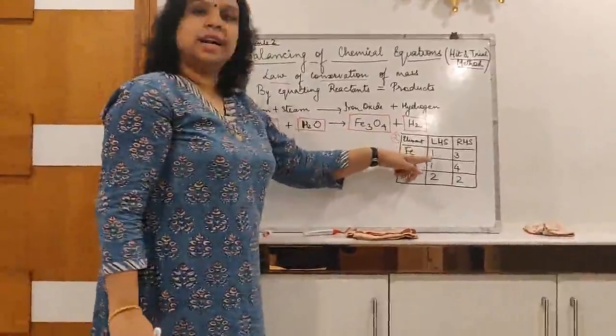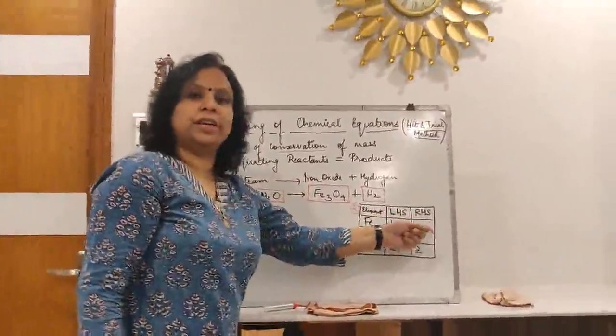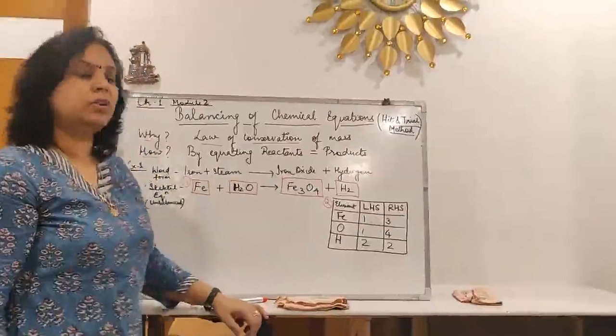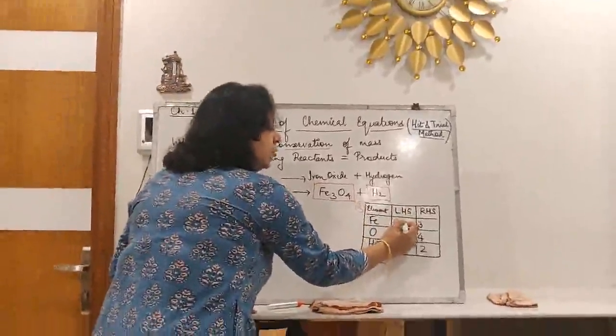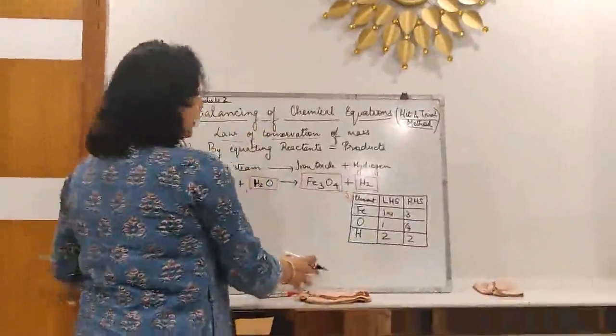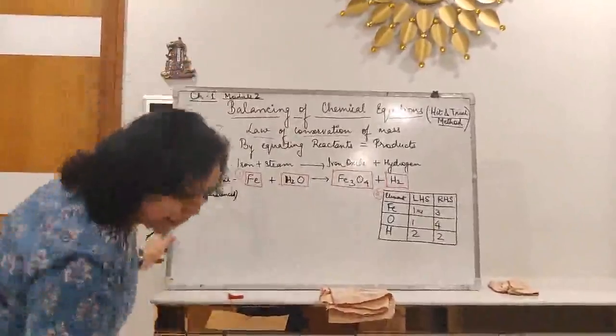We'll start with iron. Iron is 1 over here and 3 over here. Now in order to make this 3, what should I do? I should multiply it with 3. Okay? I should multiply it with 3.